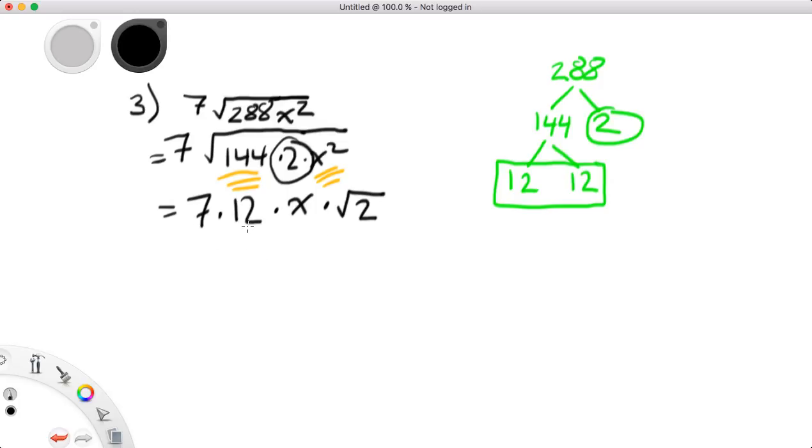Because 144 I can liberate now because I know that the square root of 144 is 12, and x squared I can liberate because I know that the square root of x squared is x. So what I'm going to end up with is 7 times 12 times x times, and now I cannot liberate that 2. So I'm going to have to keep that underneath the square root sign. So it's 7 times 12 times x times the square root of 2. 7 times 12, 7 times 10 is 70, 7 times 2 is 14, 70 plus 14 is 84, so this equals 84x square root of 2. Okay? So that is how we do that.